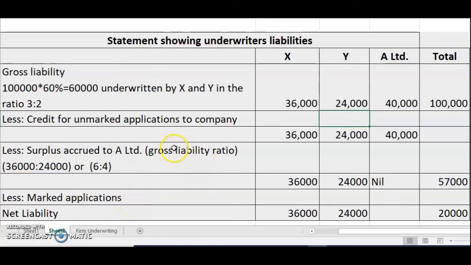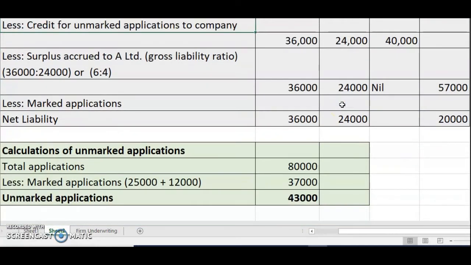Okay, that is the same even for your complete underwriting, which I have already explained in my previous video. But the treatment of unmarked applications will be different in the case of partial underwriting, different from how we treated it in the case of complete underwriting. So first we need to know how many applications are marked and how many are unmarked. That can be done by giving this working note.